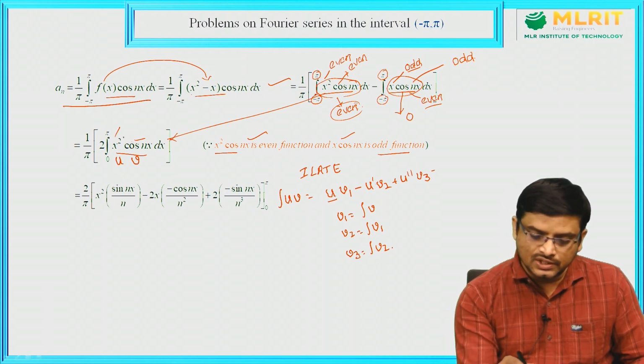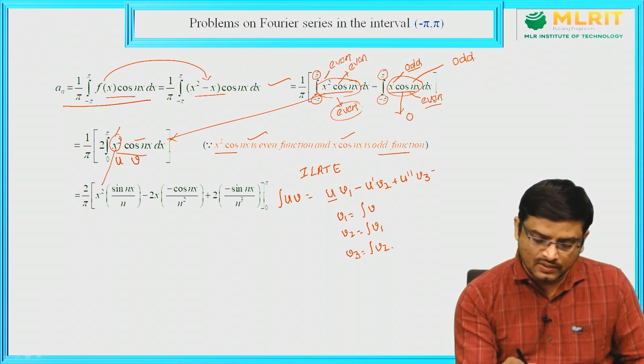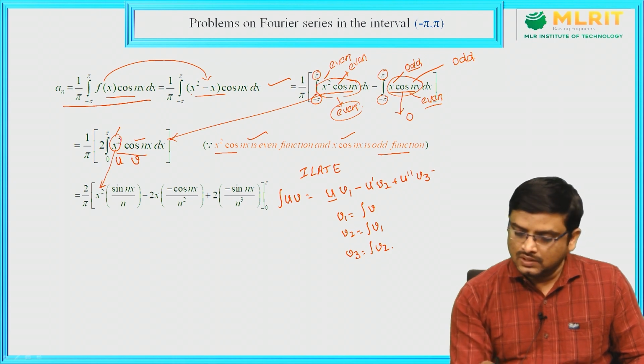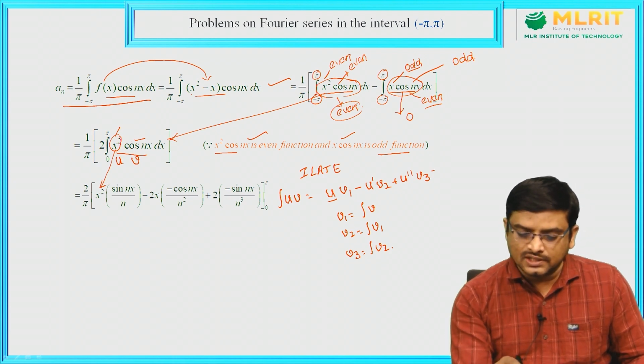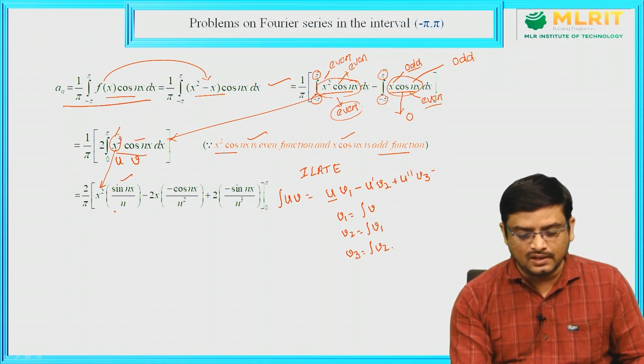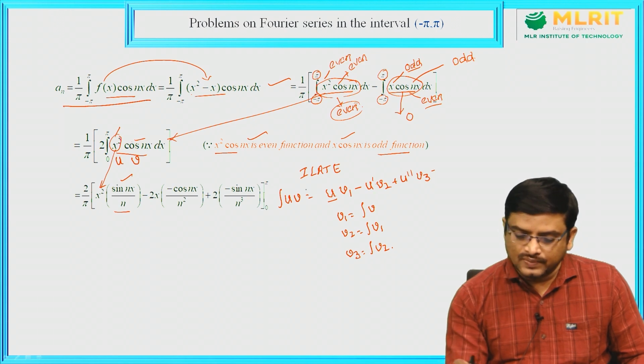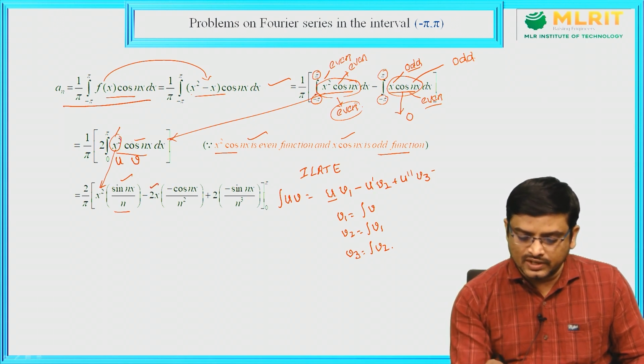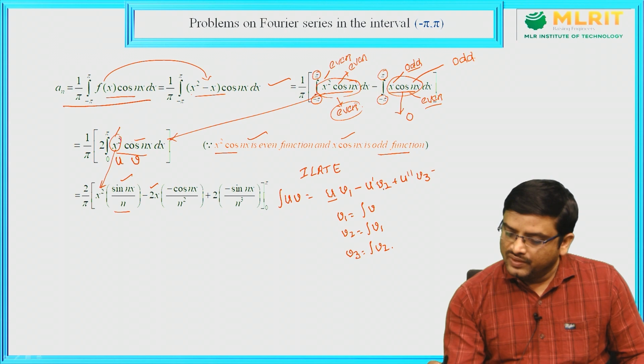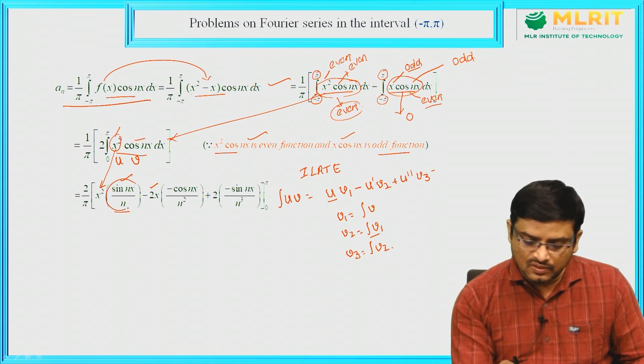So we have considered u is equal to x square, and we have kept that x square in u. The integral of v is nothing but the integral of cos nx, that can be written as sin nx by n, minus the derivative of u, that is the derivative of x squared, that is 2x, into v2, which is nothing but the integral of v1. So this is the value of v1.